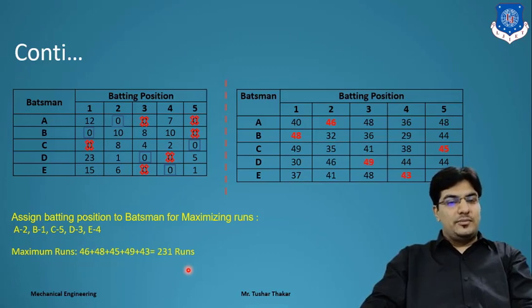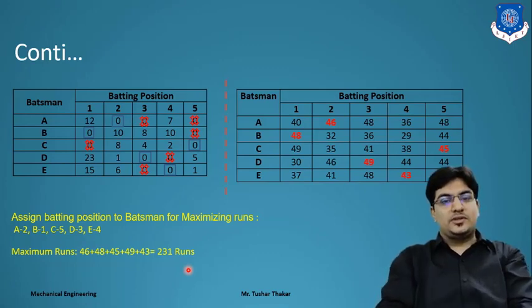Simple, what do we have to do in maximization? First we have to check that the table is in maximization form. We have to select one maximum value among all the table values, and then we can minimize.